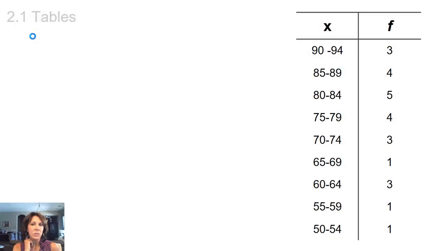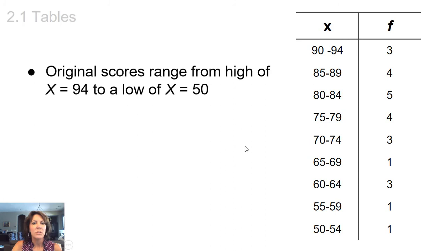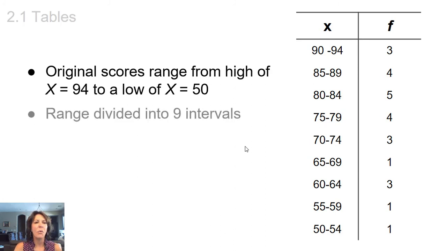On the right-hand side, you see X. X is our categories or our scores. And all of the scores are represented from 50 to 94. But instead of listing every single score, I've listed a range of scores, which we call, again, the class interval. So we have a score of 50 to 54 and 55 to 59 and so on. The frequencies now represent the number of people that are in this class interval. So the original scores had a low of 50 to a high of 94.